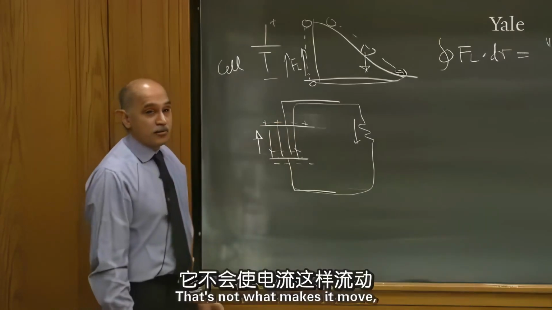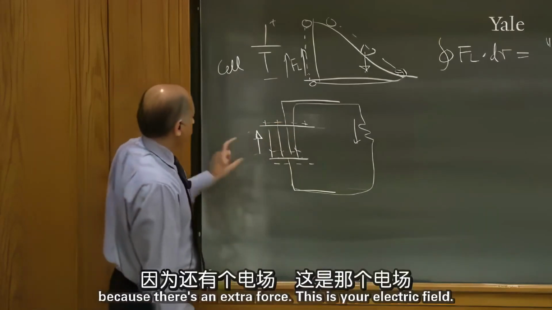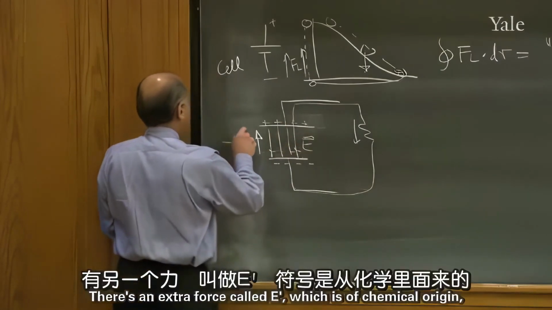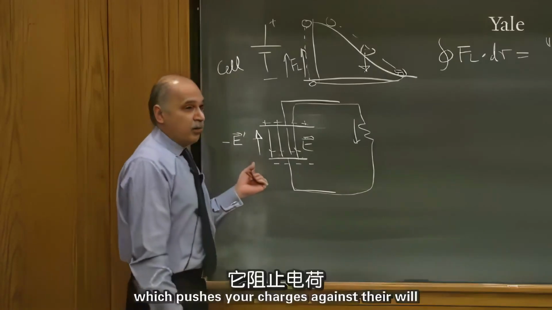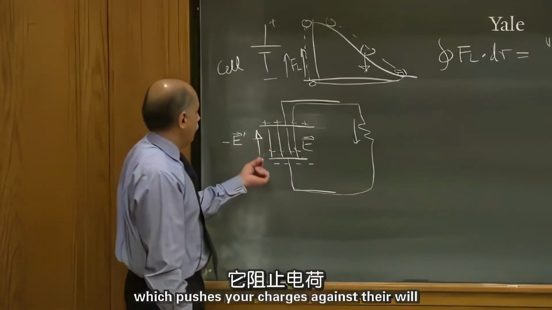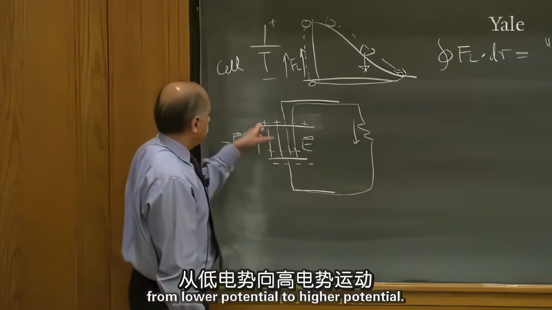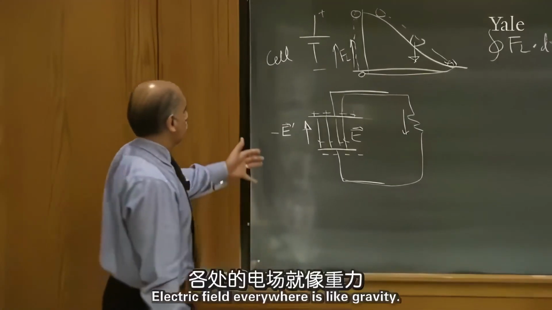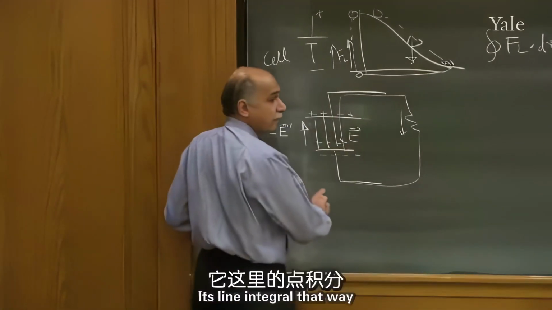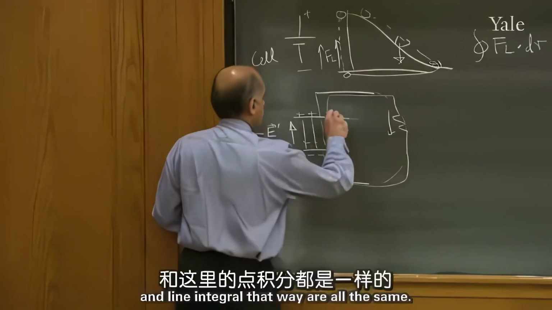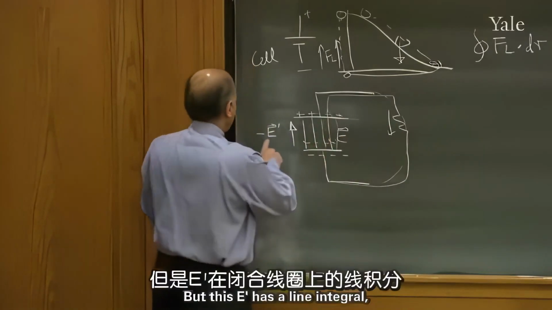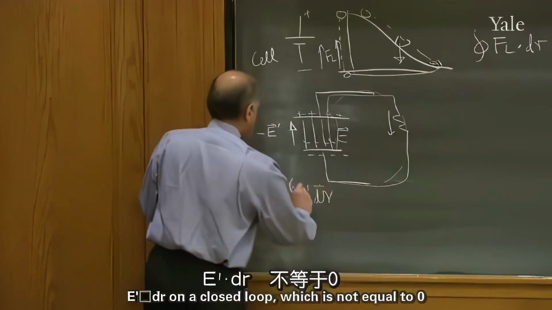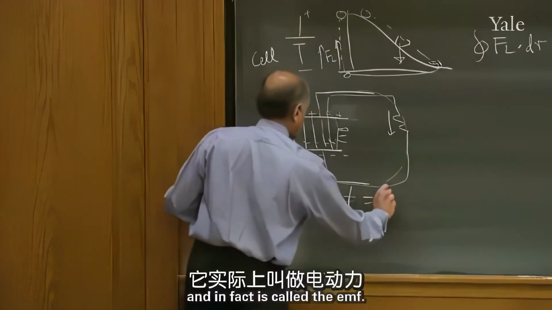That's not what makes it move. Because there's an extra force. This is your electric field. There's an extra force called E prime, which is of chemical origin, which pushes your charges against their will from lower potential to higher potential. That is like the ski lift. The electric field everywhere is like gravity. Line integral that way and line integral that way are all the same. But this E prime has a line integral, E prime dot dr on a closed loop, which is not equal to 0, and in fact is called the EMF.